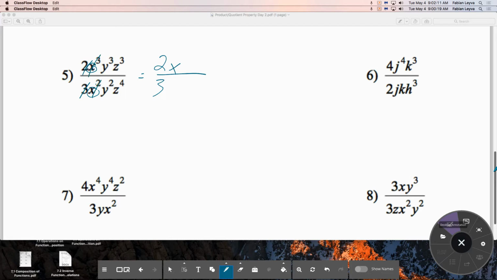All right, let's look at our y's. There are 3 y's on top, 2 y's in the bottom, so I know that there's going to be more y's on top. 3 minus 2 is 1, so just like before, there's no need for that 1. I'm just going to go ahead to my next one.